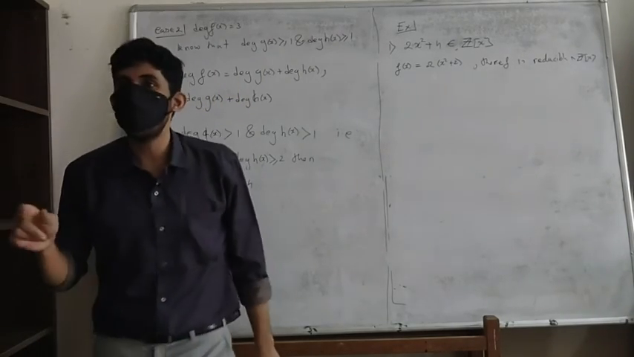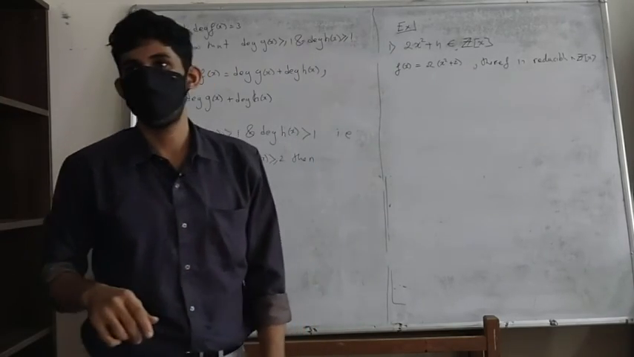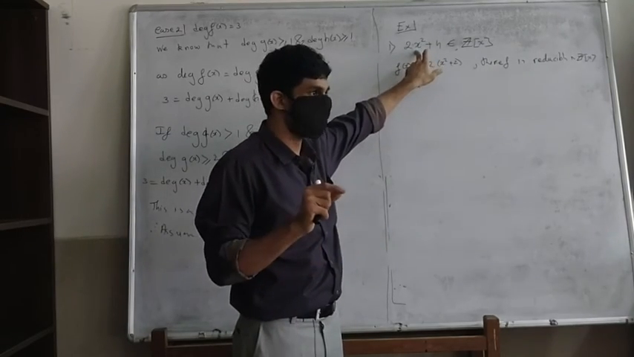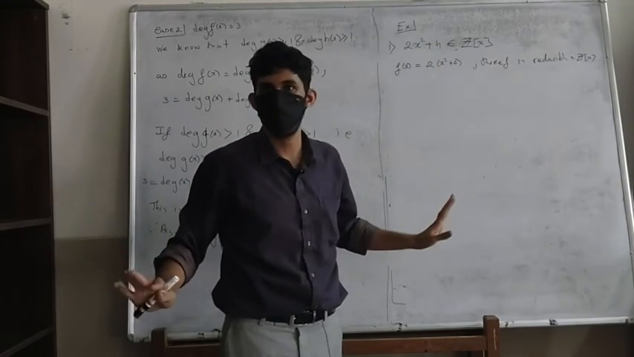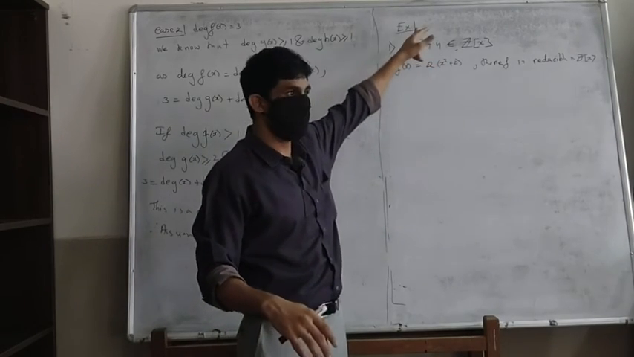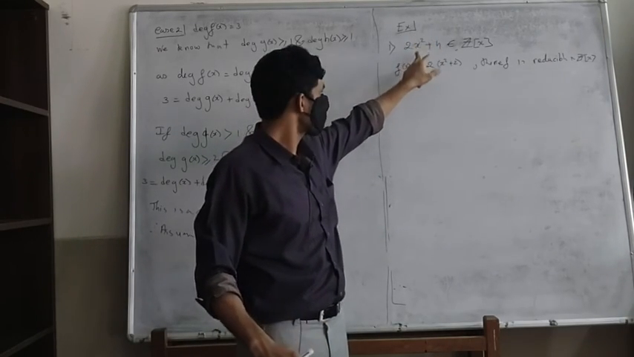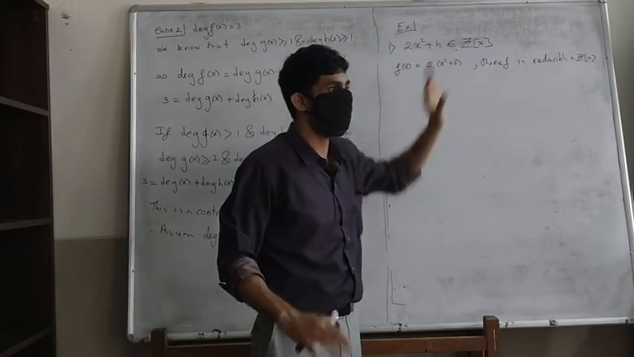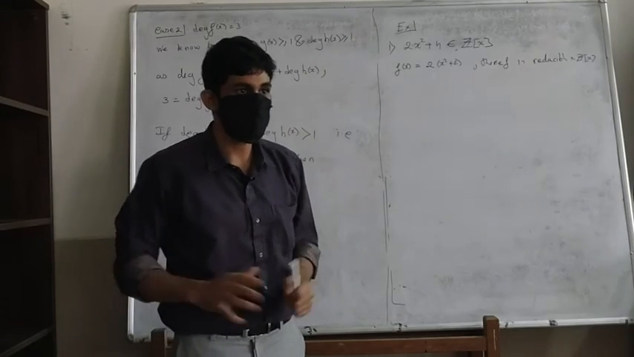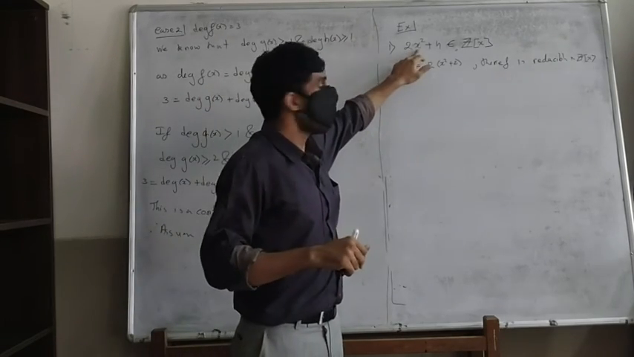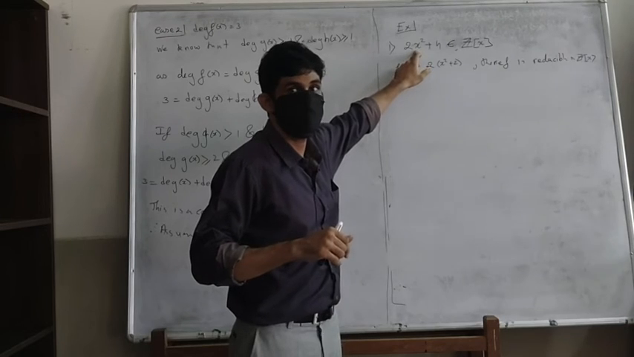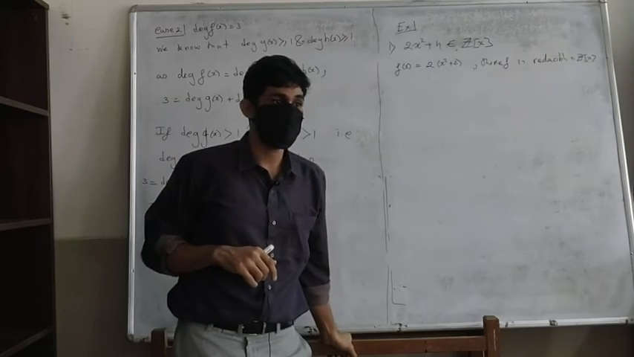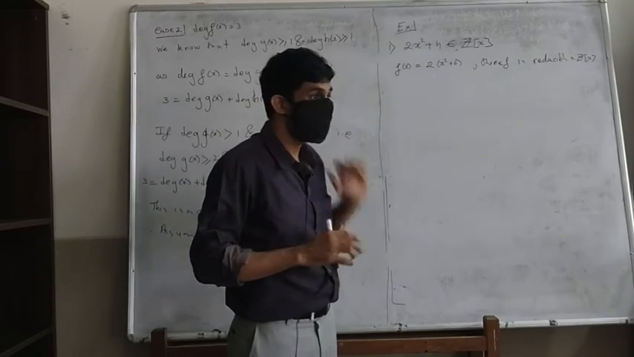Now, is it irreducible or reducible in R? Again, not reducible in R, right? It's irreducible in R by the same argument, because if you try putting any real number here, positive or negative, its square is positive, so twice the square plus 4 is also positive, cannot be 0. Is it reducible or irreducible in C? It is reducible in C, right?